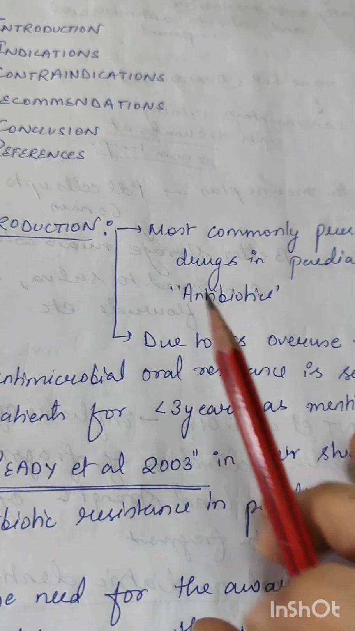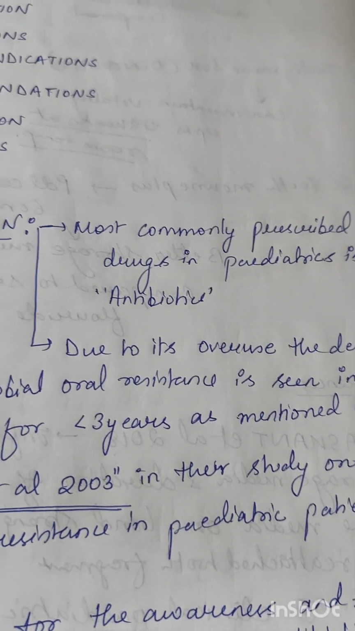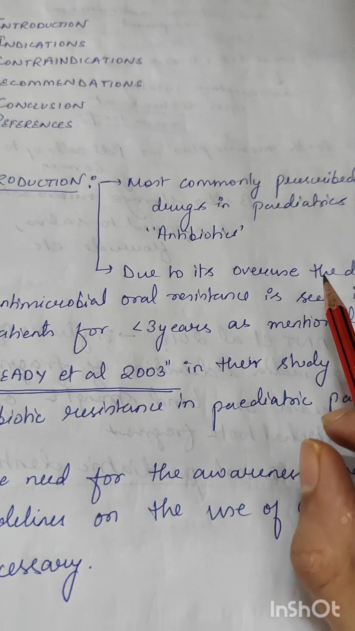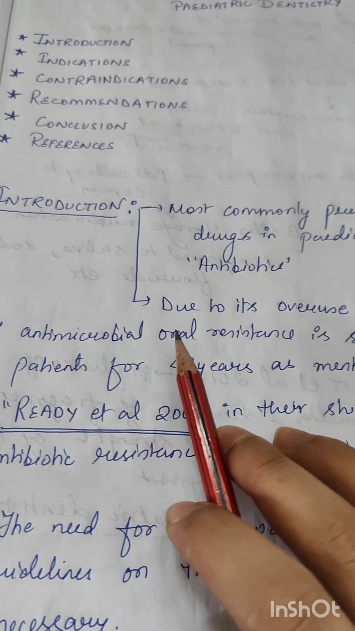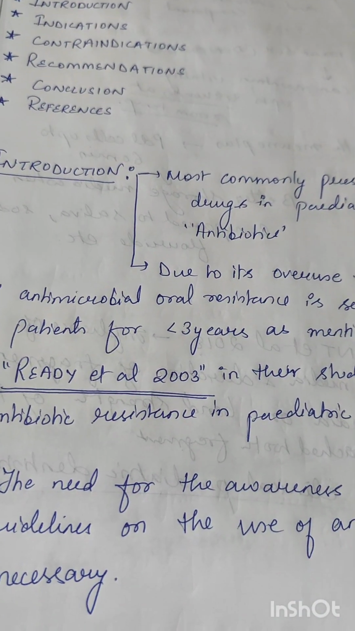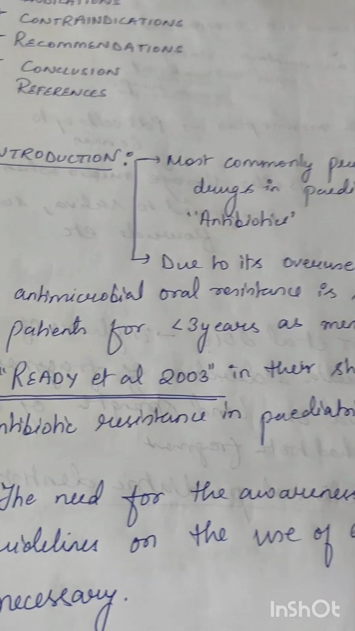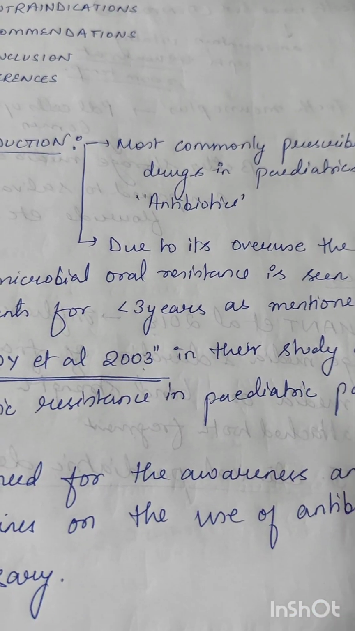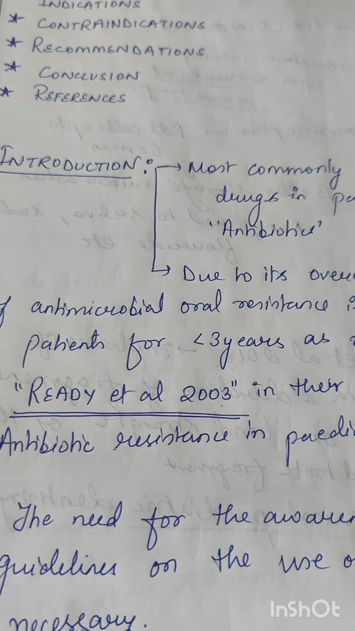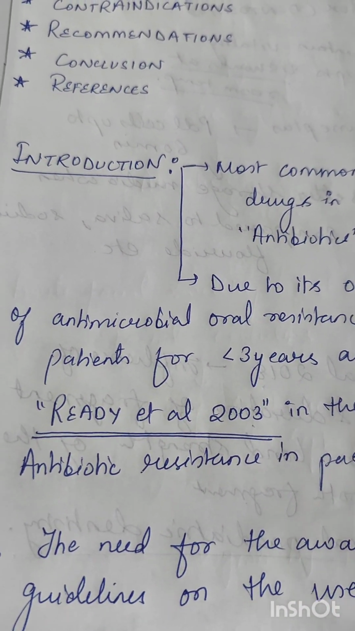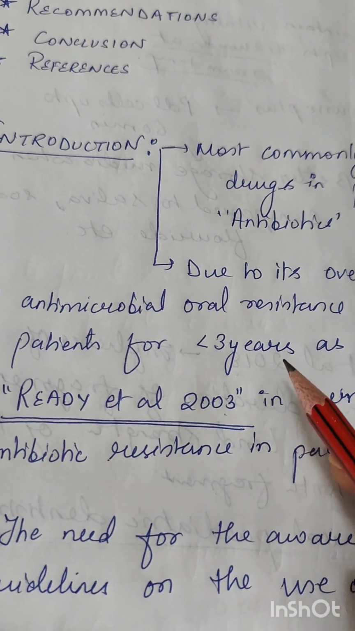So, introduction. As we know, the most commonly prescribed drugs in pediatrics are the antibiotics. Due to this overuse, the development of antimicrobial oral resistance has been seen in patients who are less than 3 years, as mentioned by the study of Reddy et al., 2003. In their study on antibiotic resistance in pediatric patients, they concluded that there was oral microbial resistance in patients less than 3 years.